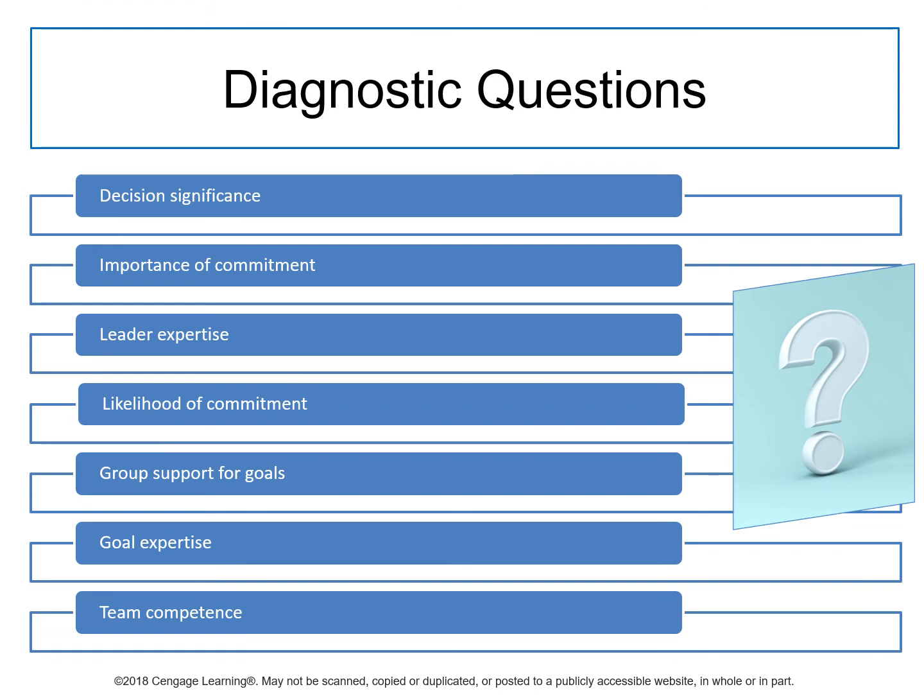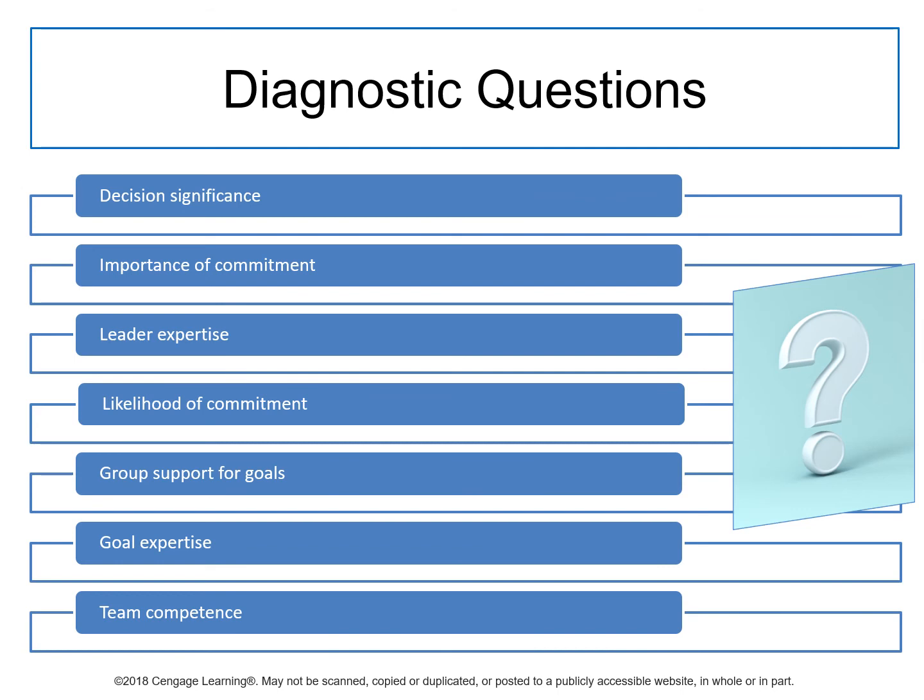The third question has to do with leader expertise. What is the level of the leader's expertise in relation to the problem? If the leader does not have a high amount of information, knowledge, or expertise, the leader should involve subordinates in order to obtain it.